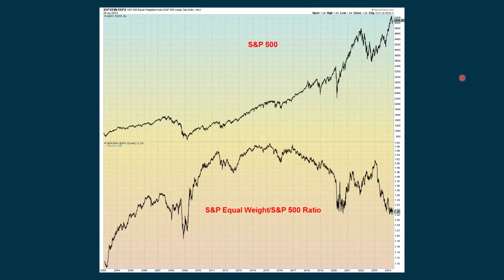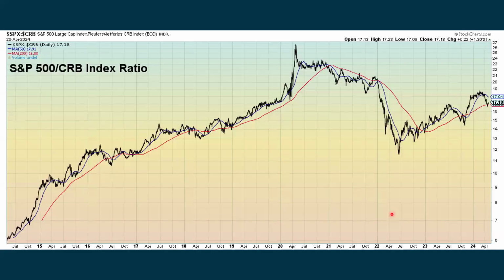Then we look at the equal weight, and then we do a ratio with the S&P 500, which is kind of an inverse of what we just looked at. When this is going down, that means that the broader market is underperforming. If this is going up, that means that the broader market is outperforming the rest of the S&P. And we've been chopping around quite a bit lately, but overall we have been declining as the mega caps have really been accounting for a lot of the strength in the market.